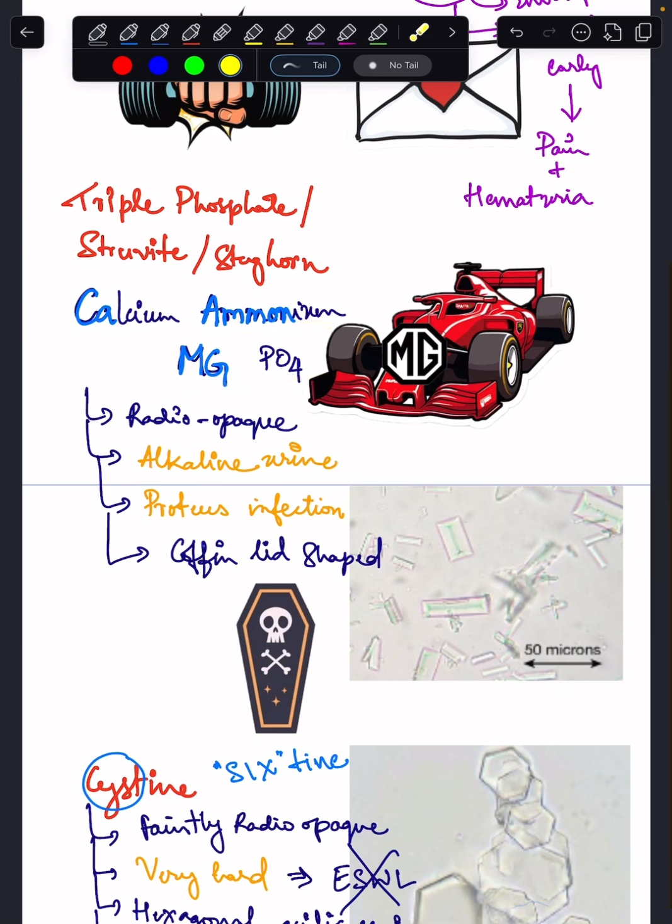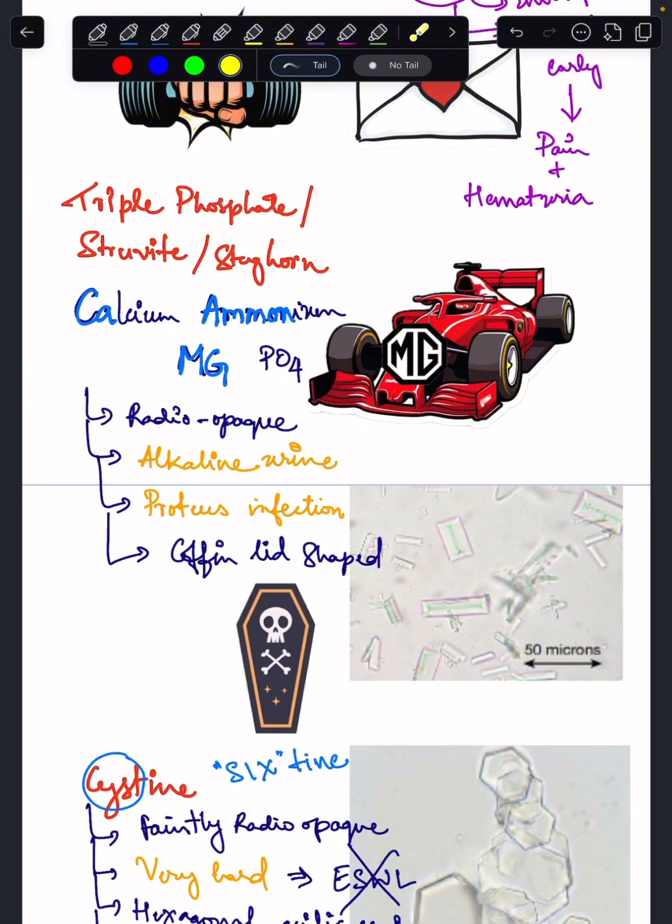Now for the trick. Imagine a Formula 1 car, but it's not Ferrari or Mercedes. Instead, it's an MG car. So that will help us with a mnemonic. We are in the audience cheering for this MG car. How will we cheer? We'll be like, come on MG, come on MG. So Ca for calcium, mon for ammonium and Mg for magnesium phosphate.